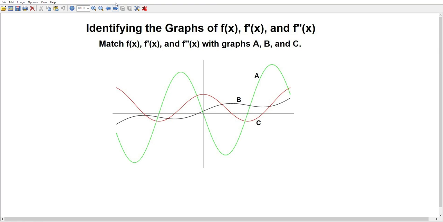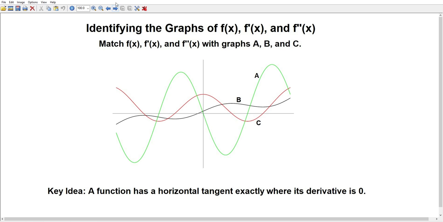Before you, you see the graph of three different functions labeled A, B, and C. We are told that one of these is the graph of f of x, a second is the graph of f prime of x, and the third is the graph of f double prime of x. Our task is to identify which graph is which. Here we will use a key idea. And the idea is a function has a horizontal tangent exactly where its derivative is 0.